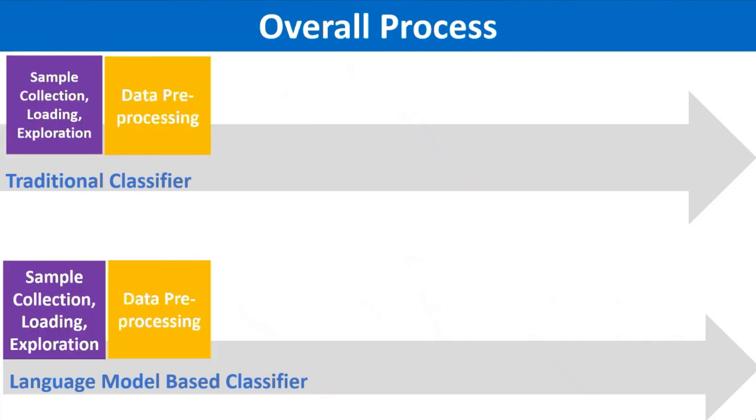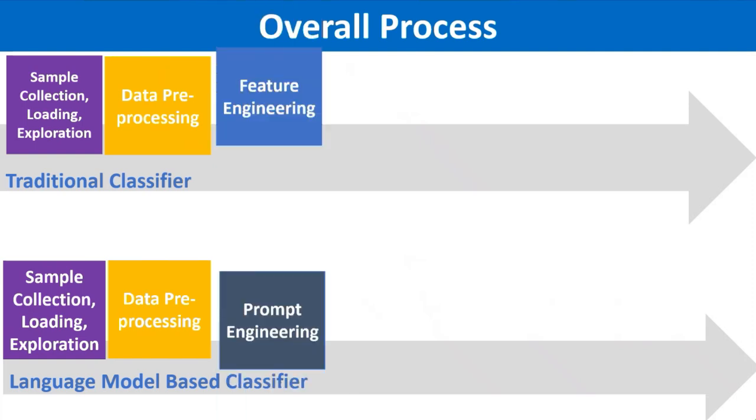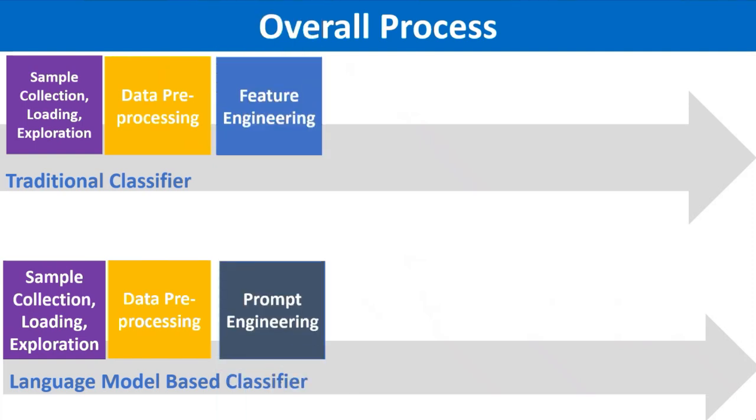Then data preprocessing. In a traditional classifier, extensive preprocessing is required, including feature extraction, cleaning, and transformations. Often, domain-specific feature engineering is needed to make the data suitable for the model. Whereas in a language model-based classifier, preprocessing is simpler, mainly focusing on curating a handful of clear examples. The emphasis is on ensuring that the few-shot examples are clean and representative without the need for complex feature transformations. Then feature engineering or prompt engineering.